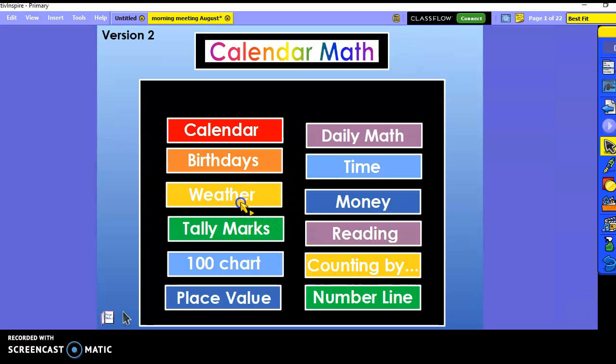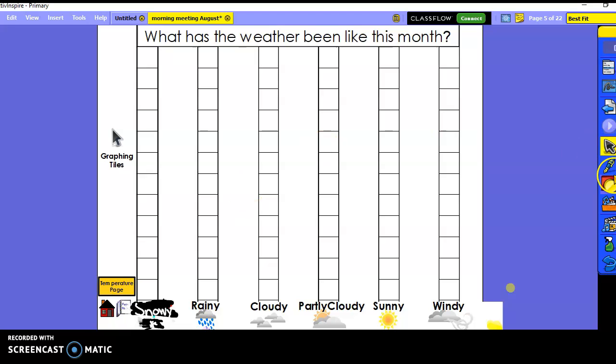We're now going to go to our weather. Now, Miss Sunderland's not going to do a weather graph. Miss Sunderland would like you and your families to do their own weather graph. We are going to sing our weather song together.